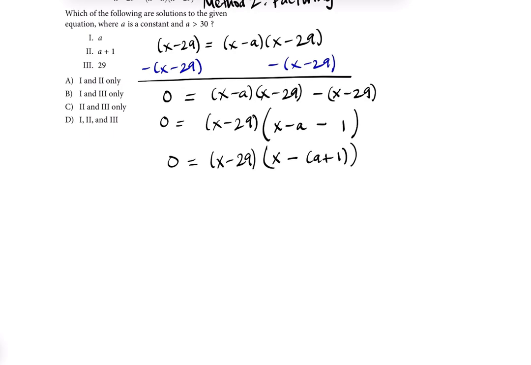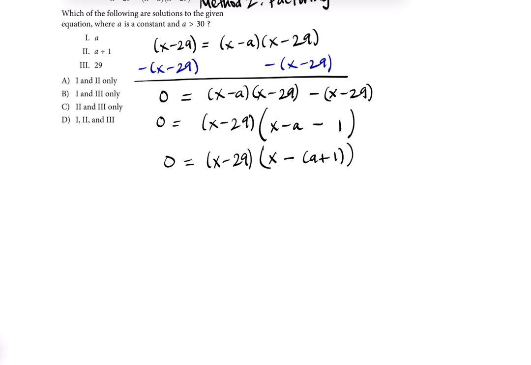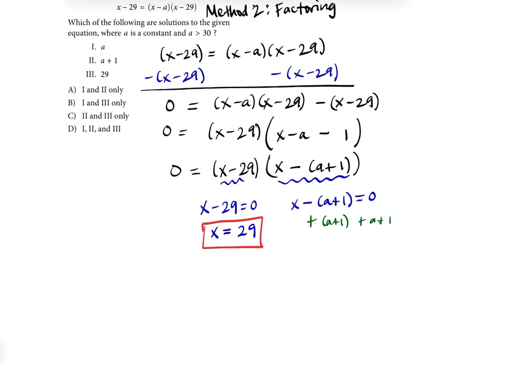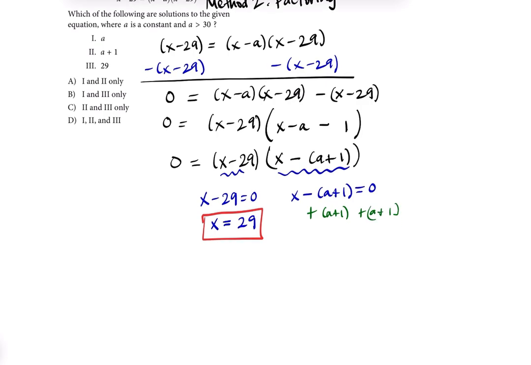All right, so now that my equation is set equal to 0, I can just take each of my factors and set them equal to 0 individually to solve for the solutions. So I'm going to have x minus 29 equals 0. And then x minus a plus 1 equals 0. So solving the first one gives me, if I add 29 to both sides, x equals 29. That's one solution. And then for the second equation, since a was a constant, a plus 1 is also a constant. So I can also add a plus 1 to both sides. So then that gives me x equals a plus 1.